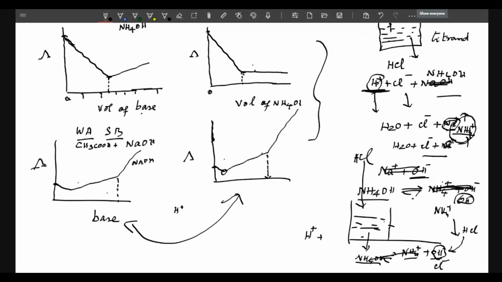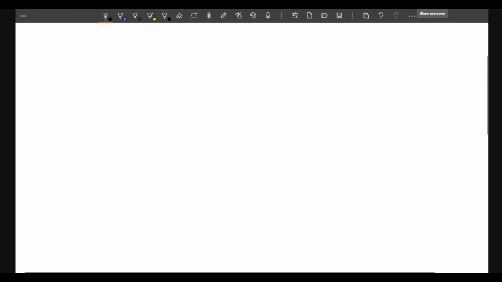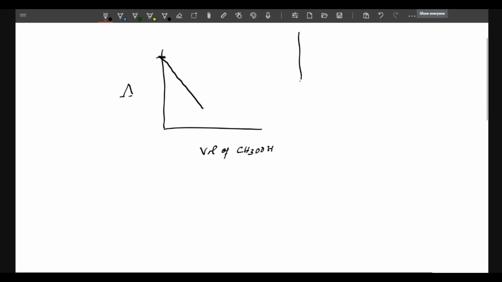And if you reverse this, that is, you are taking the base in the conductivity cell and the acid is added from the burette, you will get a different graph. What is the graph obtained? You are plotting against the volume of acid, acetic acid added, a weak acid, but a strong base is taken. Therefore, initially it is higher, and it goes on like this.